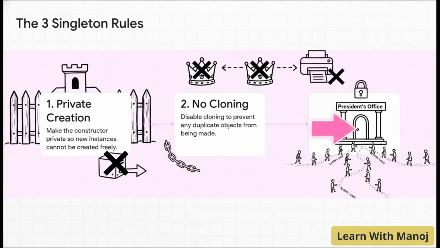Well, it all comes down to three really simple but very strict rules. First, we make the office of the president private. Think of it like putting a big fence around it. It means nobody from the outside can just decide to create a new president whenever they feel like it. Second, we forbid any duplicates. You can't just clone or copy the president. Simple as that. And third, we create one single official front door, a public access point, so anyone who needs to interact with the president has to go through this one well-known channel. Those three rules lock it down tight.